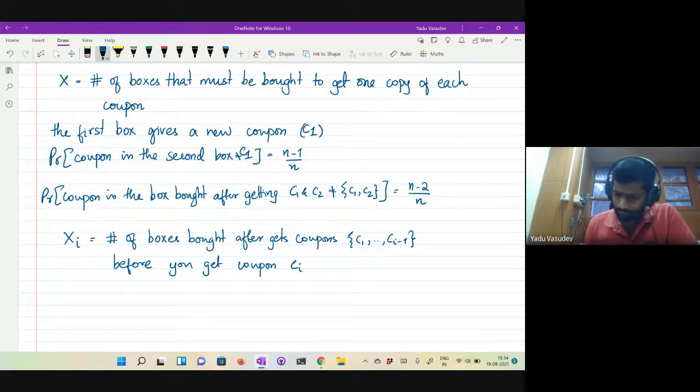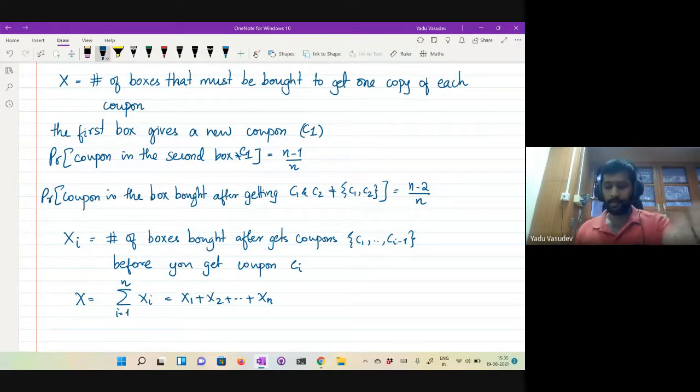So what can you say about xi? That's what we want to say, right? And before getting into analyzing xi, remember that x is nothing but the summation of xi where i goes from 1 to n, which is x1 plus x2 plus, and so on until xn, right? The reason is that x1 is the number of boxes that you have to buy before you get the first coupon, which is 1. X2 is the number of boxes you have to buy after you have seen coupon 1, before you get a new coupon, and so on.